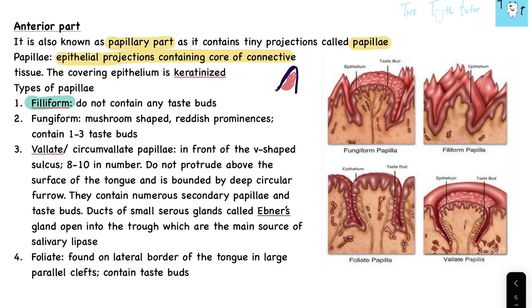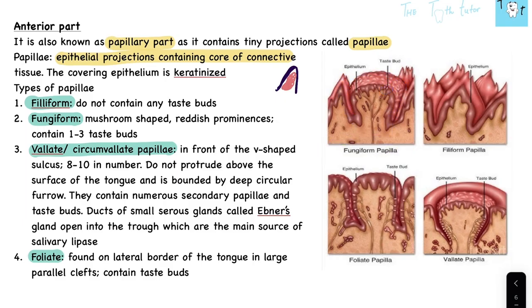Then the other papillae, I'll just highlight. And then we have fungiform papillae. The fungiform papillae are mushroom shaped. They are reddish in color because their epithelium is very thin. They appear reddish because the capillaries are visible. So they're mushroom shaped, reddish in color, and they contain 1 to 3 taste buds. If you see over here, this is the fungiform papilla. It is roundish in shape, and it contains these taste buds.